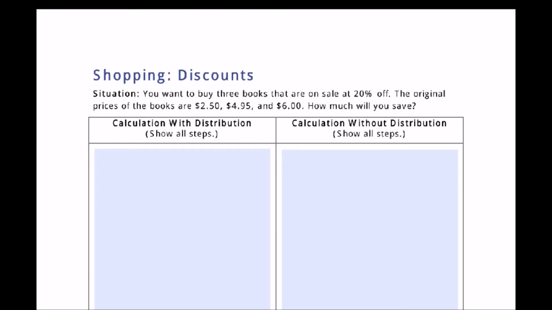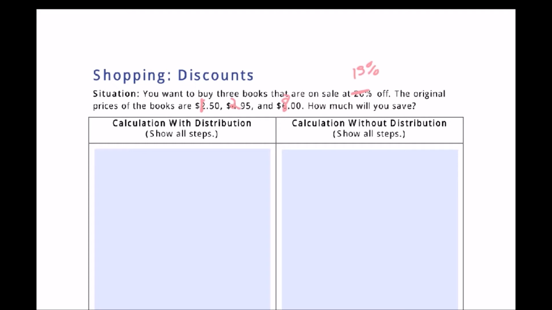Alright, so here's our first problem. I can show you how to do it. I'm going to switch the numbers because I don't want to give you the answer. So let's say we get 15% off, and let's change this to $1.50, $2.95, and $8. Alright, so we want calculations with distribution and calculations without distribution.